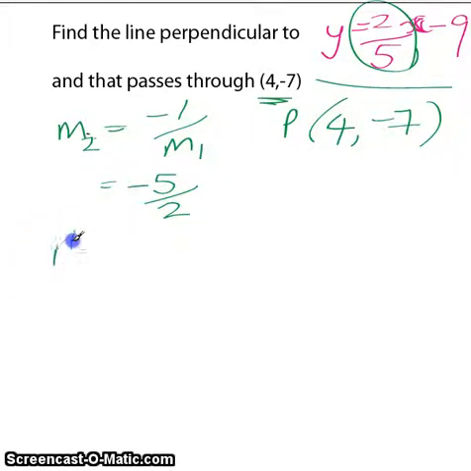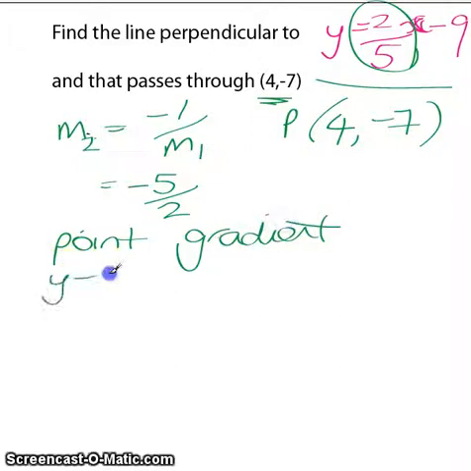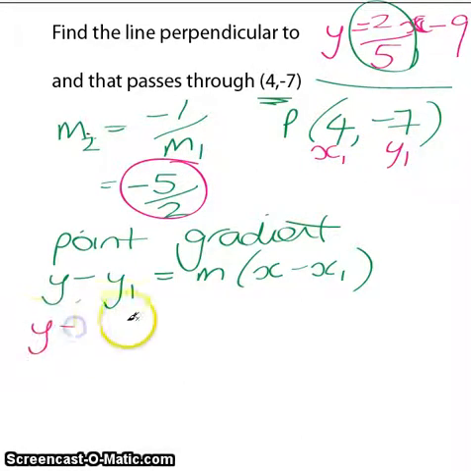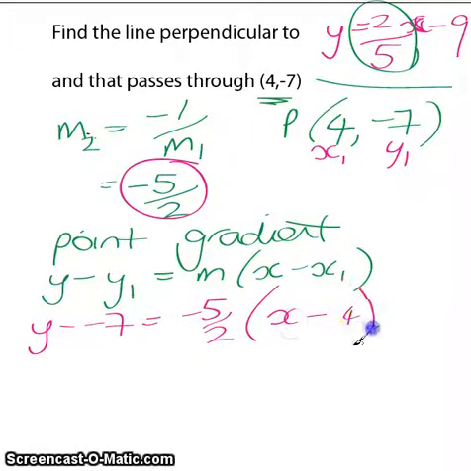Once we've got those two things, we can use the point gradient formula: y minus y1 equals m times x minus x1. Identify all the components that we have. Here's our m. Here's our x1, y1. Plug them in. y minus -7 equals -5/2 times x minus 4. Tidy it up using your algebraic skills here.